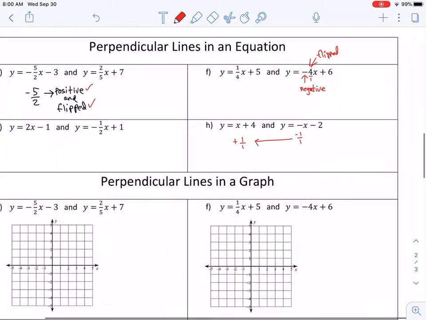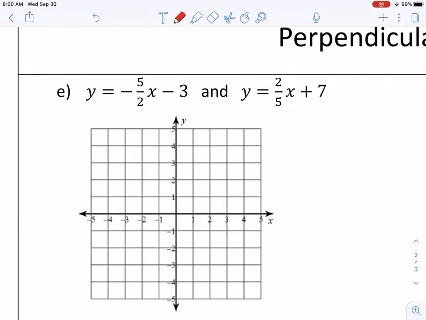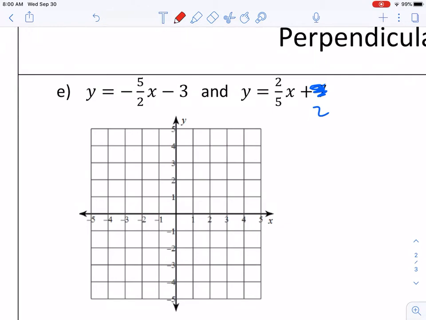Okay? So let's talk about what it looks like on a graph. And again, instead of 7, because I didn't think forward on this one, we are going to use 2. Okay, so I'll graph my first equation. We have negative 3 is where we begin, and then I'm counting down 5, right 2. I don't have enough room to do that, so I'm going to go up 5. 1, 2, 3, 4, 5. And left 2, and left 2, 1, 2.